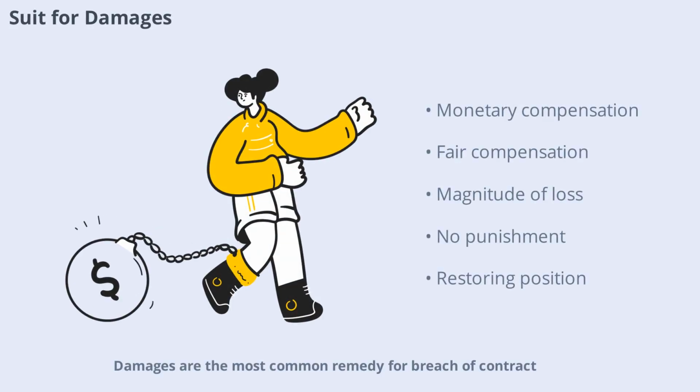Damages are the most common remedy for breach of contract. They are monetary compensation awarded to put the injured party in the position they would have been in if the contract had been performed. Damages cover losses or injuries caused by negligence or deliberate acts. The quantum of damages is determined by the magnitude of loss suffered. Courts aim to ensure fair compensation, not punishment, for the breach.